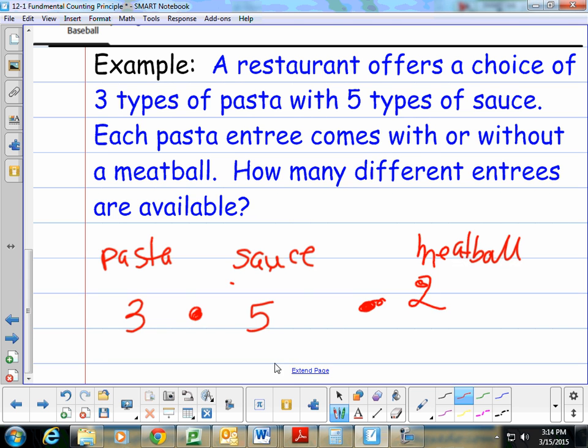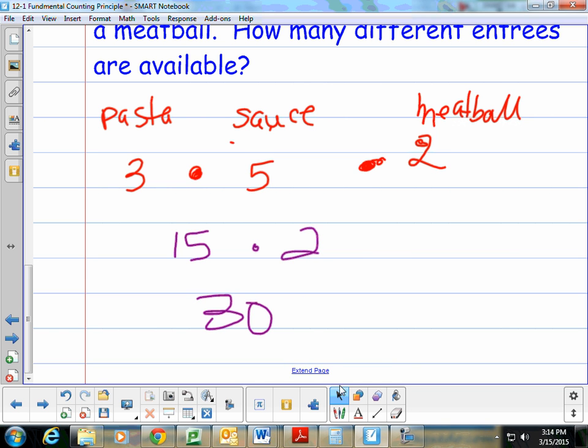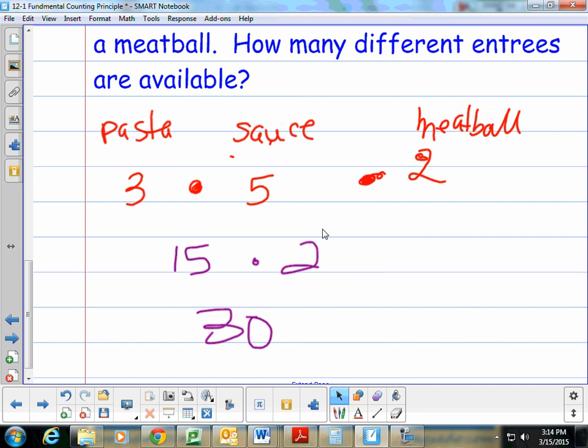Well, 3 times 5 is 15. And then bringing that 2 down, 15 times 2 would be 30. So that means there's 30 different possible entrees available. You can get 3 different kinds of pasta with 5 different kinds of sauce, and you can get a meatball or not. So depending on which combinations you use, you could end up eating 30 different types of meals. A little bit easier than the tree.